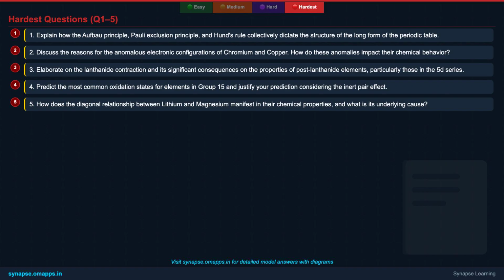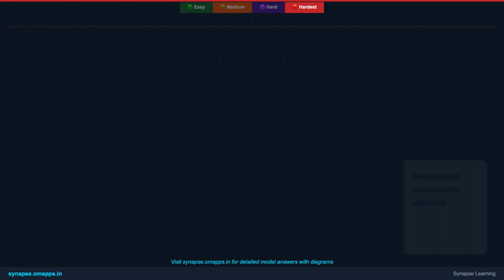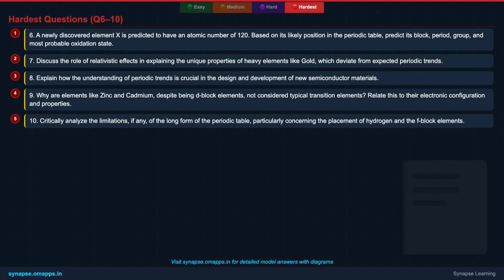Pause the video and try to explain how quantum principles dictate the periodic table's structure. Discuss anomalous configurations of chromium and copper and their impact. Elaborate on lanthanide contraction and its consequences. Predict common oxidation states for group 15, considering the inert pair effect. And finally, describe the diagonal relationship between lithium and magnesium. These questions demand deep analytical thinking. Take your time. Moving on to the next 5 challenging questions.